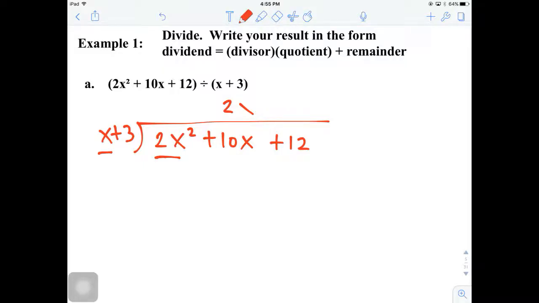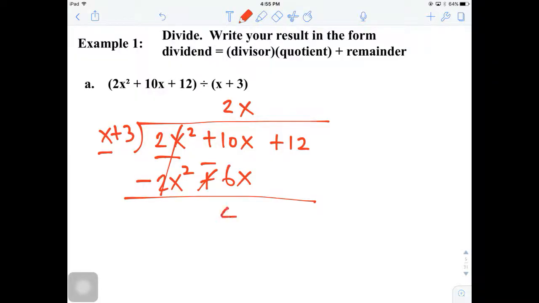We're going to multiply that by 2x, and distribute. So 2x times x gives me 2x squared, and 2x times 3 gives me 6x. And I'm going to subtract, just like the good old days. Subtracting means I change the bottom row to opposite signs. That makes the x squared terms disappear. I've got 10 minus 6, which is 4x.